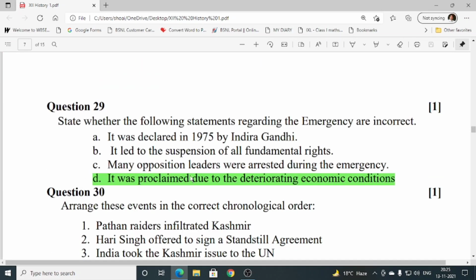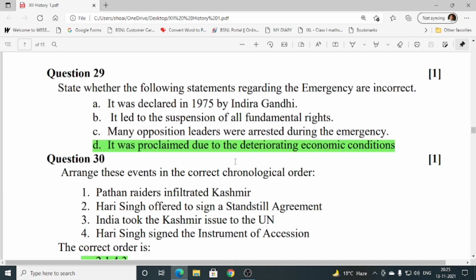Okay, now next one, number 29, state whether the following statements regarding the emergency are incorrect. So number D, it was proclaimed due to the deteriorating economic conditions. So emergency was not imposed due to this. Okay, so this is the one.